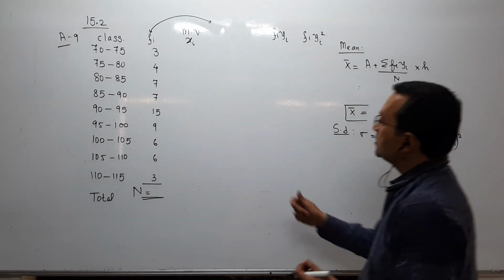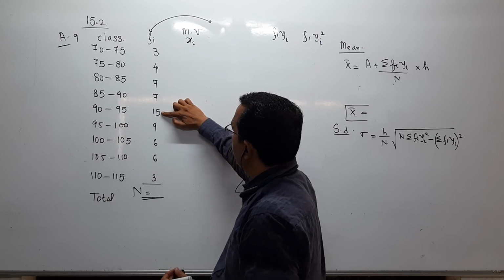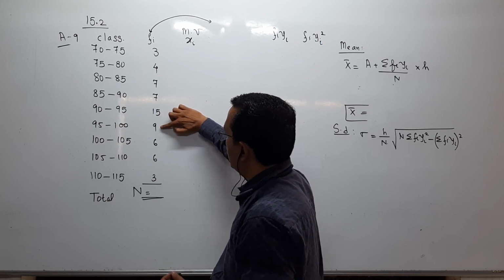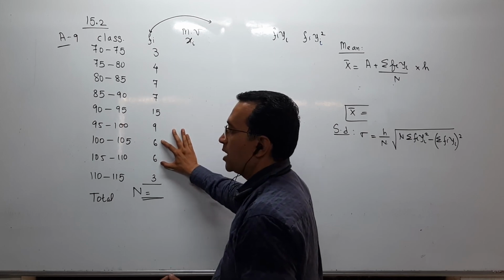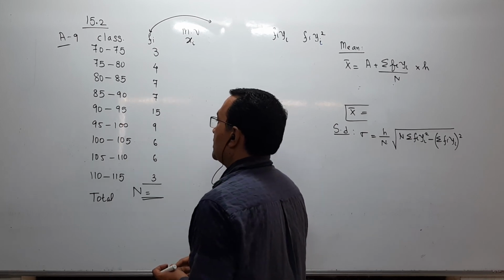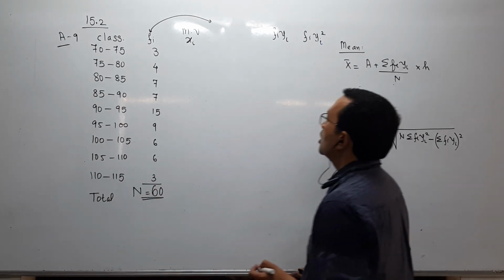Okay, 7 3s are 21. 21 and 15, 36 and 9, 45, 45 and 12, 57 and 3, 60.